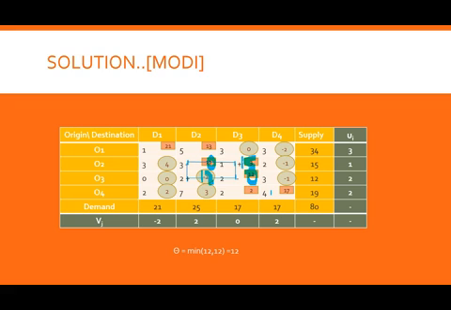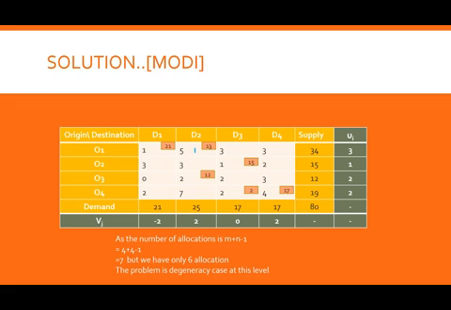Right? So just have a look. 21, 13. This became a 0. This became a 12, 15, 0. This 2 and 17 which are untouched. So now how many allocations do we have? 1, 2, 3, 4, 5, 6. So we observe that we have only 6 allocations. But actually you were supposed to have 7 allocations. Therefore, this is a degeneracy case.